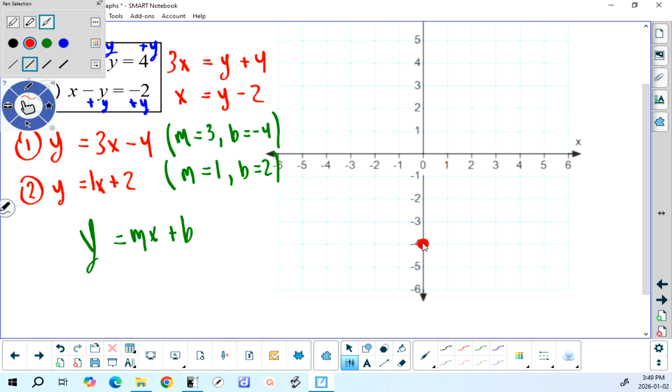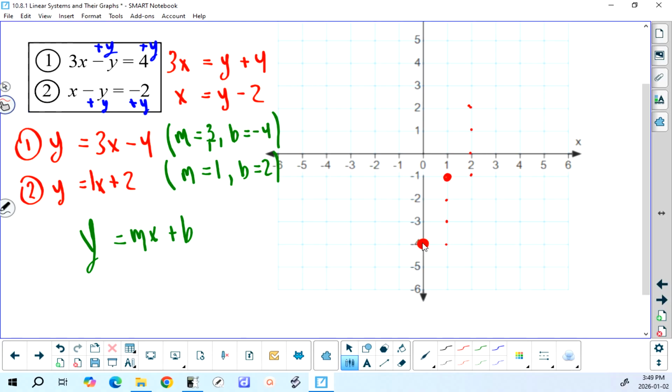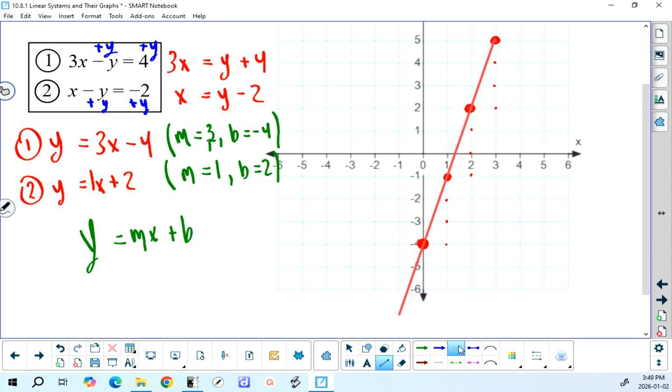The slope is 3, which, if you like, you can think of as 3 over 1. And that means we go over 1 and up 3 from that y-intercept. Over 1, up 1, 2, 3. Over 1, up 3. So you'll lay your ruler down. Draw your line.